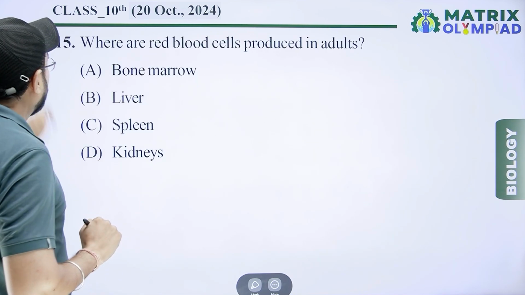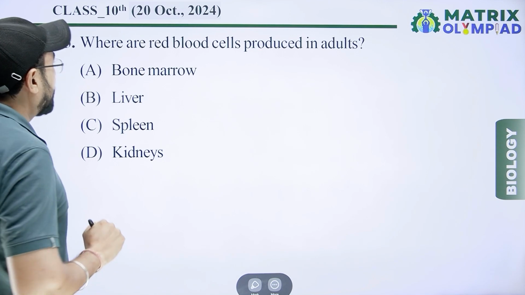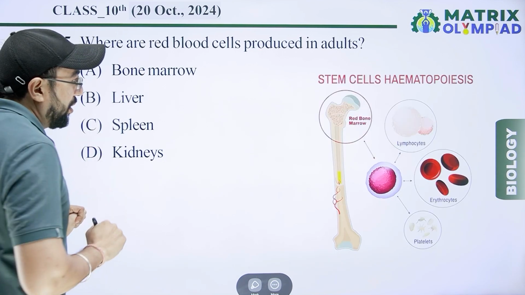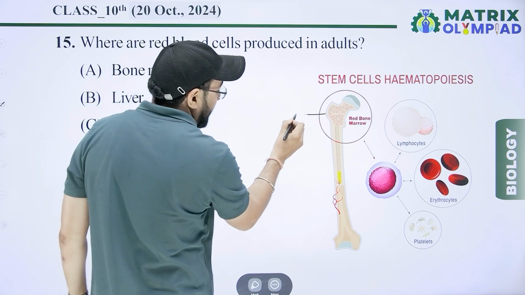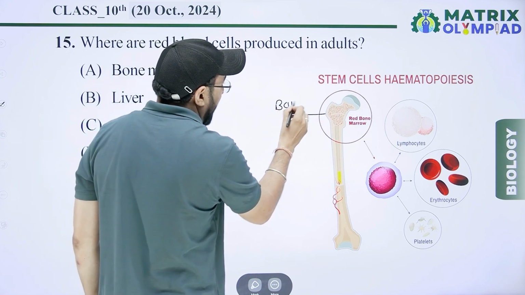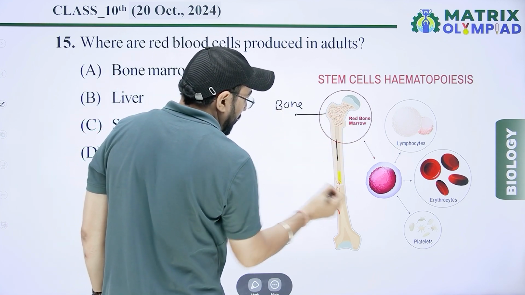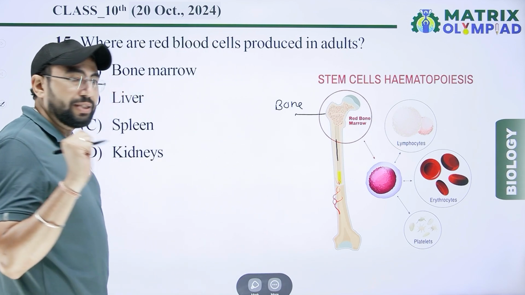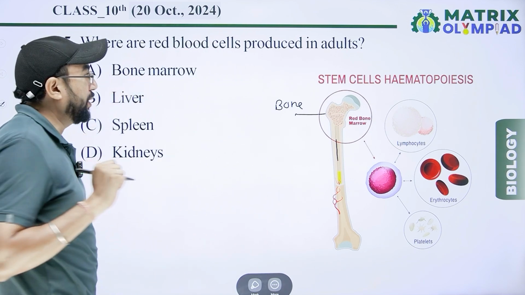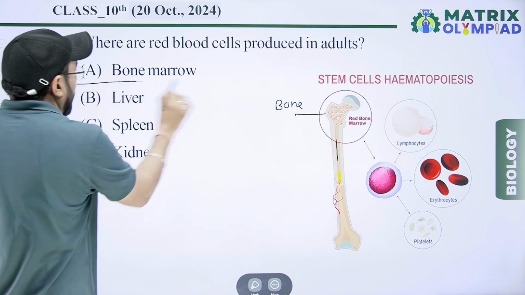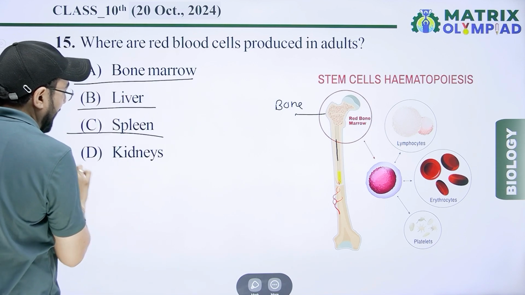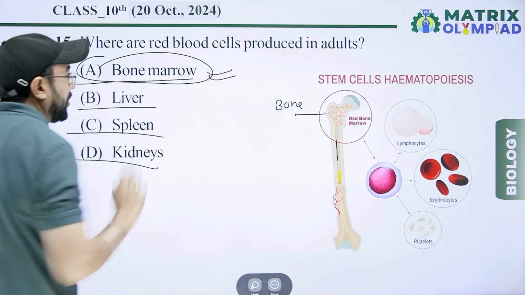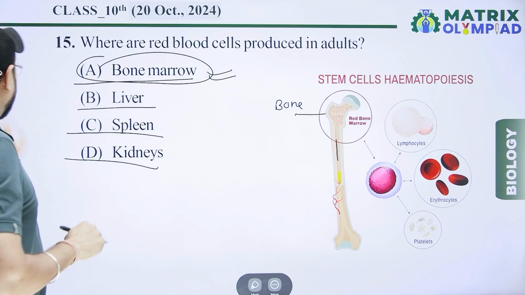Next, where are red blood cells produced in adults? This structure is bone and this fluid is bone marrow. In bone marrow, RBC, WBC and platelets are formed. Bone marrow, liver, spleen and kidney. Bone marrow is the correct option for this question.